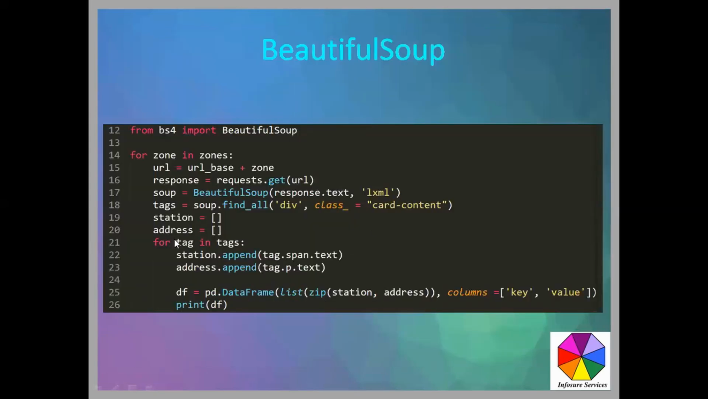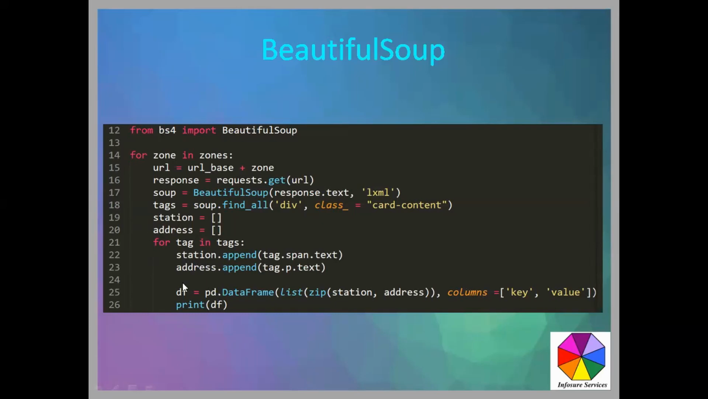The first tag.span.text and tag.p.text are appended to my station and address lists. So now I have station and address, two list objects. The first fire station gets in, then the first address, then the next, and all that. So the lines within this for loop are scoped here.